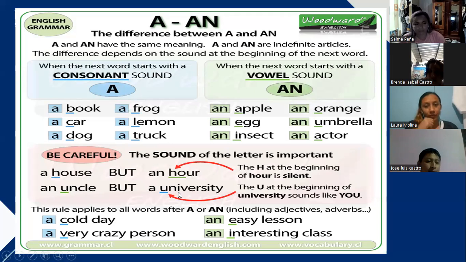Pero tenemos esta: a university. No crean que este es el sonido U, okay? Esa no es U. El sonido aquí es como decir "yu", de tú, okay? So, that's why, por eso es que es el sonido. Got it, guys? ¿Entendido hasta aquí?